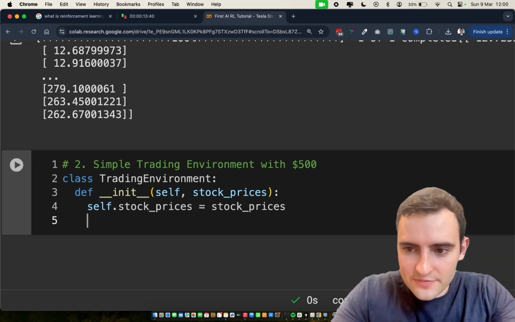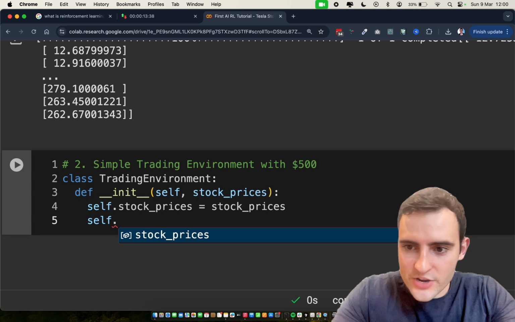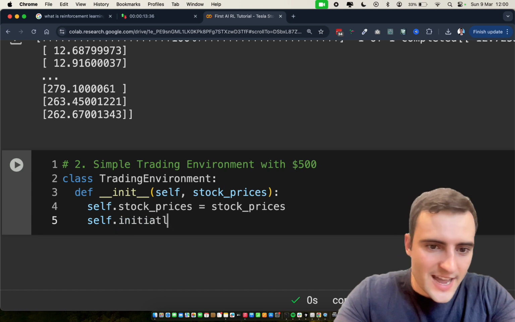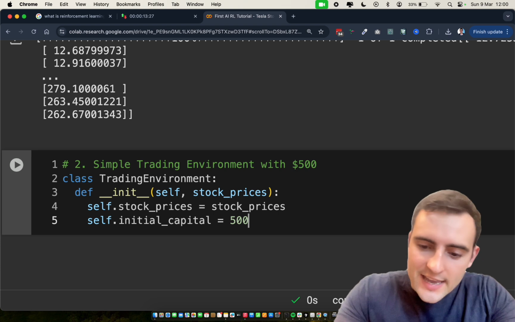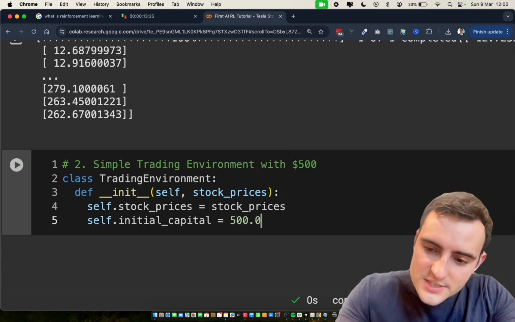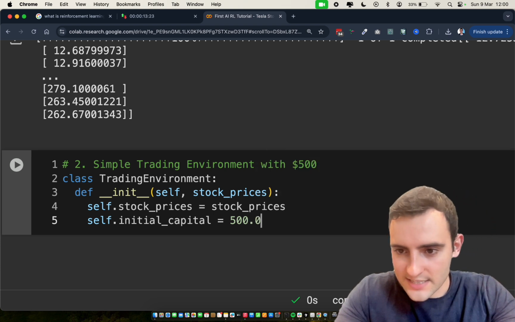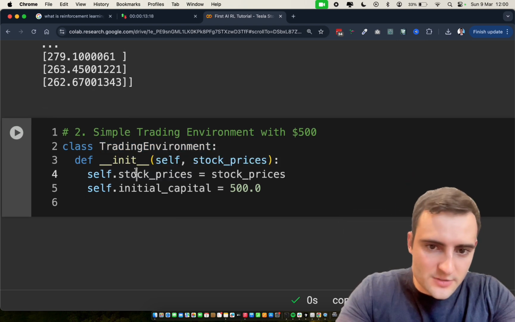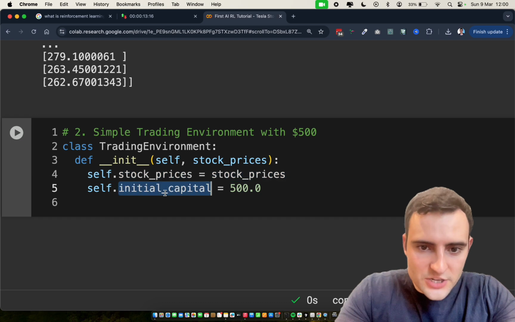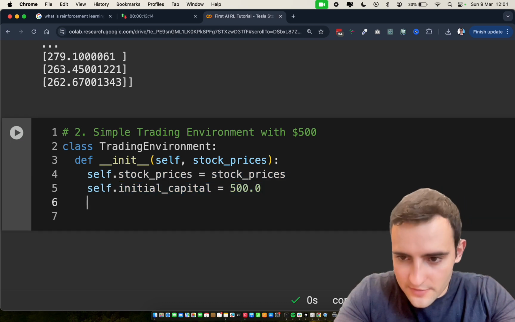Next, we'll do self.initial_capital. So this is how much money are we starting off with, right? And I said right now that we'd start off with 500 bucks, right? So I'm going to write 500 and I'm going to do .0 to make sure that we're working with decimals here as well. So we've basically said, here's our trading environment. We have stock prices. We have initial capital. What else do we have to define?